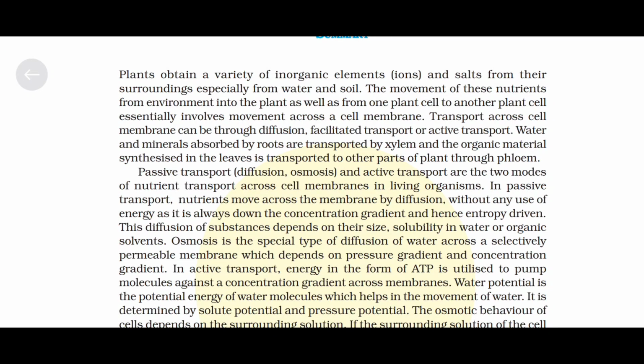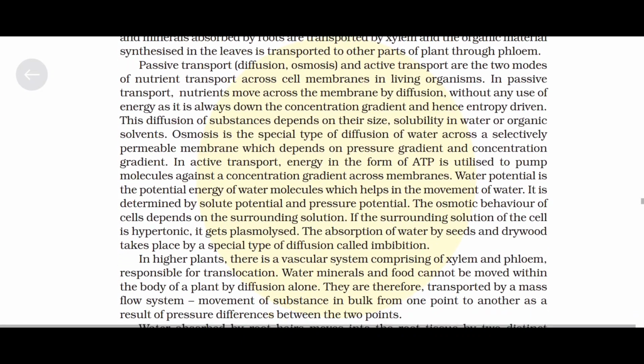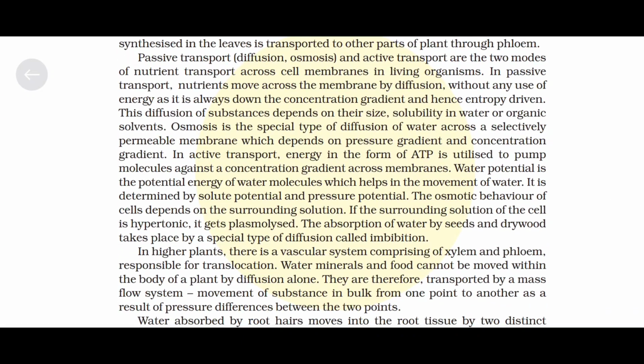Passive transport, diffusion or osmosis, and active transport are the two modes of nutrient transport across cell membranes in living organisms. In passive transport, nutrients move across the cell membrane by diffusion without any use of energy, as it is always down the concentration gradient and hence entropy driven. This diffusion of substances depends on their size and solubility in water or organic solvents. Osmosis is the special type of diffusion of water across a selectively permeable membrane which depends on pressure gradient and concentration gradient.